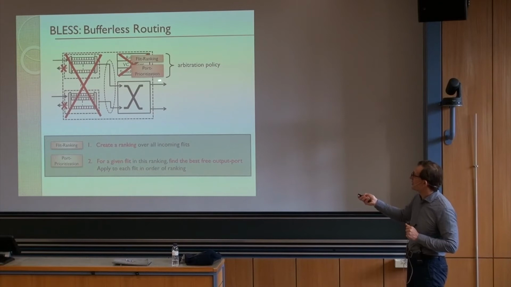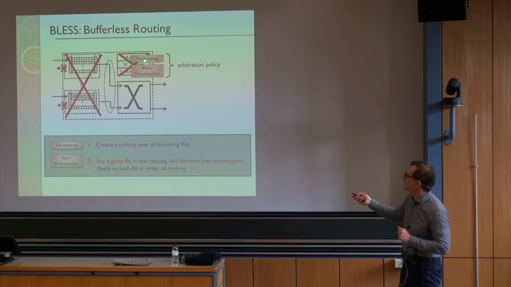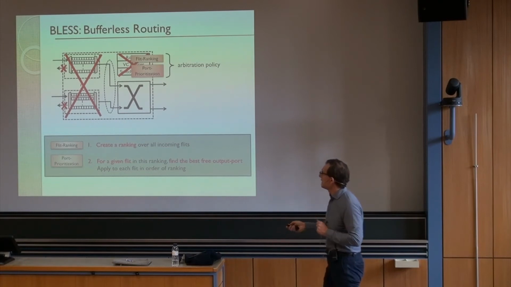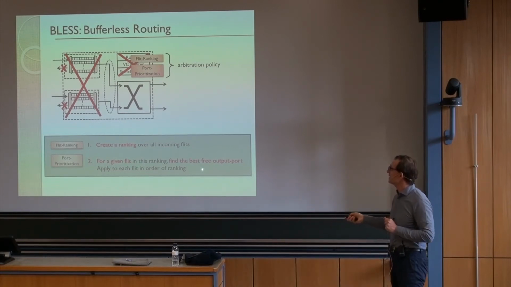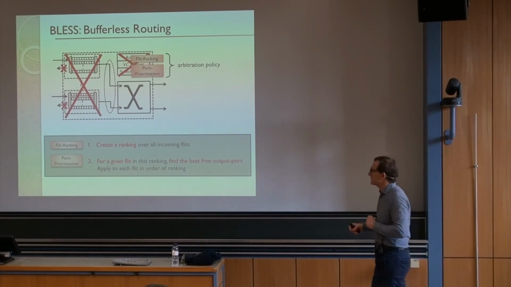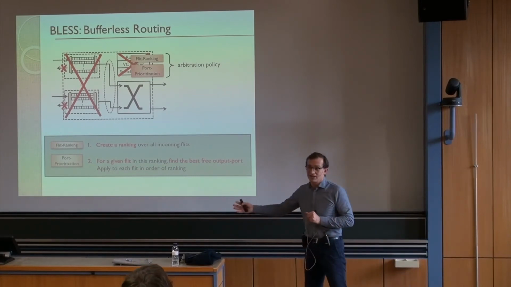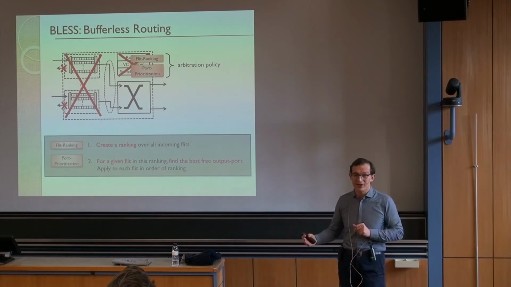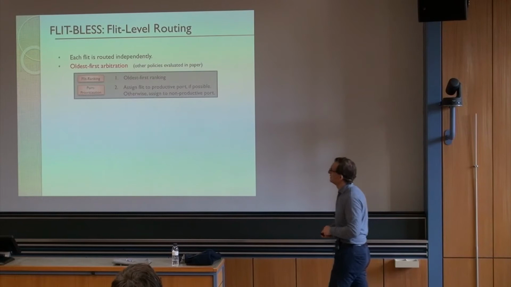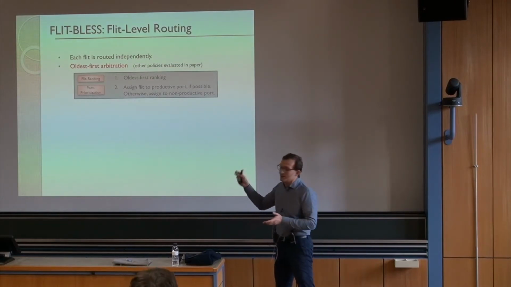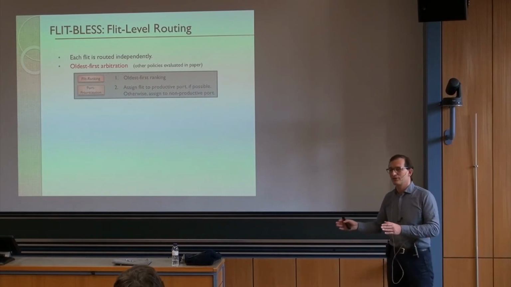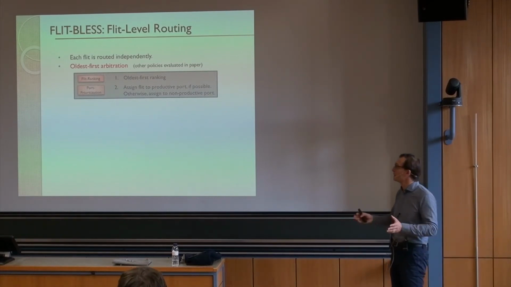So basically, the arbitration policy changes now. It creates a ranking of all incoming flits, and for a given flit in this ranking, it finds the best free output port, and it applies this to each flit in the order of ranking. So now the question is, how do you rank the flits? And that actually becomes a hairy issue in the design. Each flit in this case is routed independently. It's called FLIT. So we get rid of some of the benefits of wormhole routing.